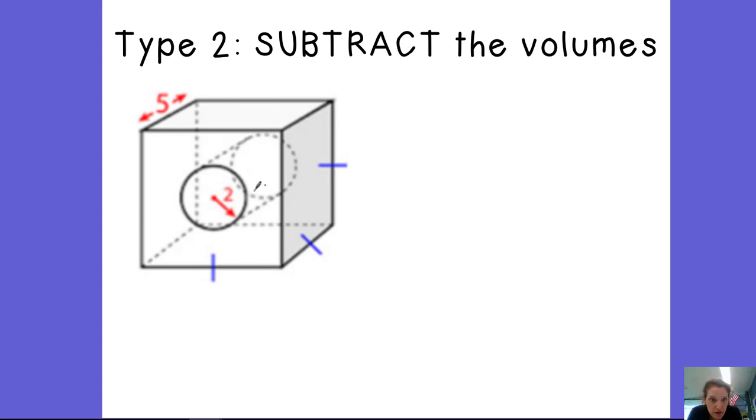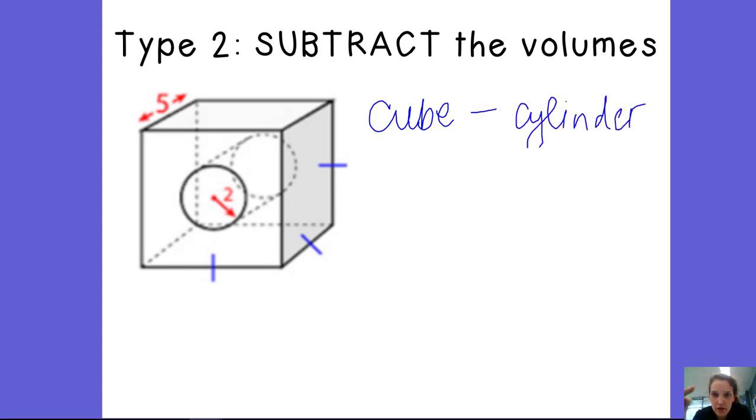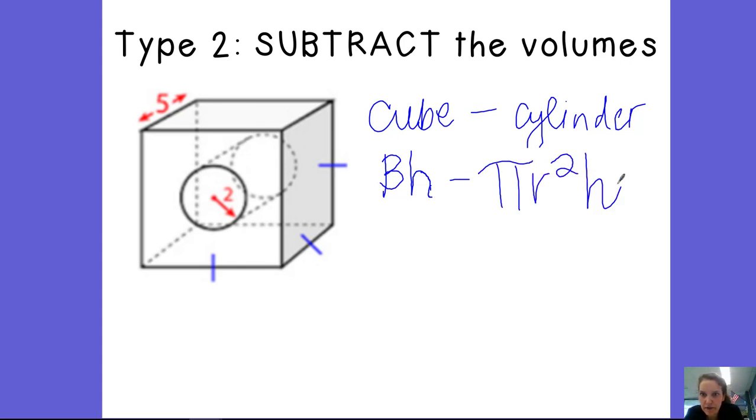So I have this cube and I am cutting out this cylinder. This is hollow right here in the middle, so that cylinder is missing. What I'm doing is I'm taking the volume of the cube and I'm subtracting the volume of the cylinder. So a cube is just a prism, and the formula for volume of a prism is the area of the base times the height. And then I'm going to subtract the volume of the cylinder, pi r squared h.